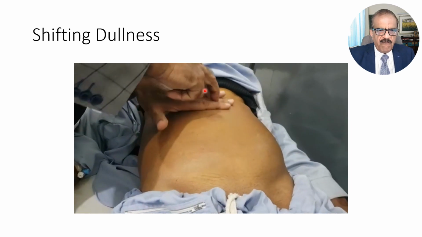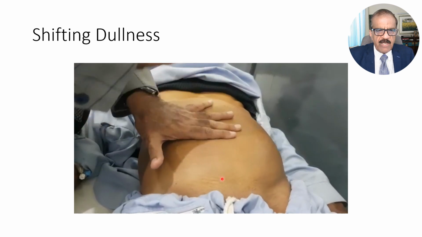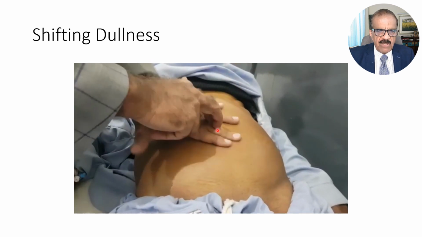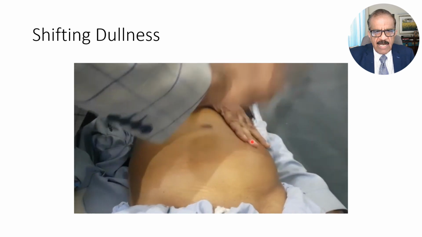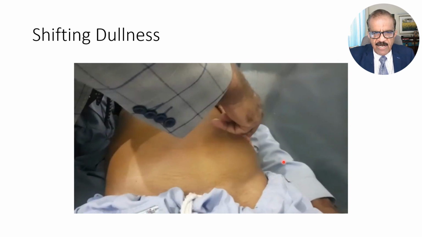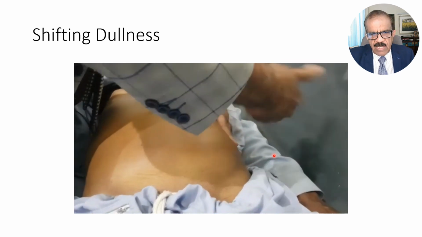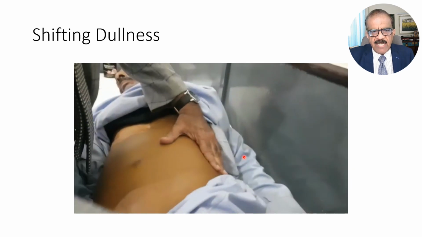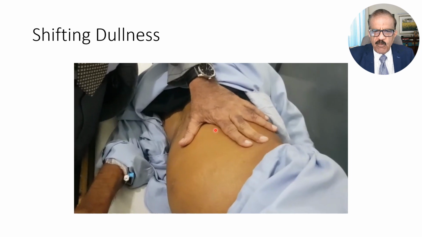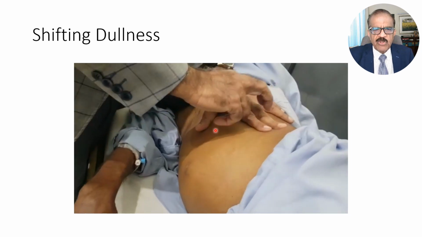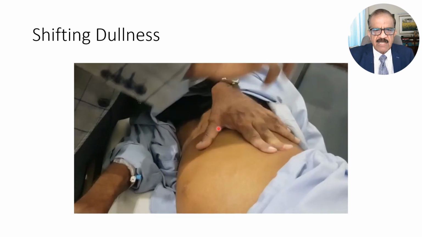So this is the percussion. First you do percussion and you identify the area where there is resonance, like this one. This is the part of intestine, and you move laterally till you find an area of dullness. Not very deep, but somewhere here you will find dullness, and then you ask the patient to turn, and then you wait for a few seconds. The book says 1 minute, but just a few seconds are sufficient.